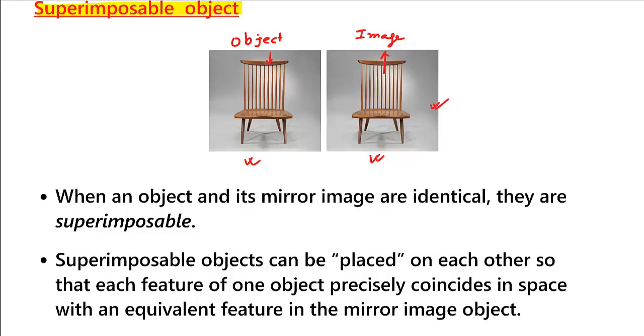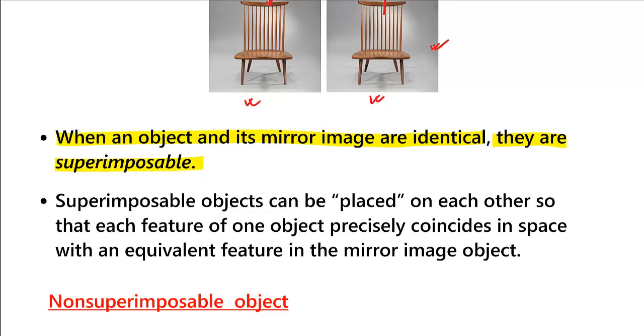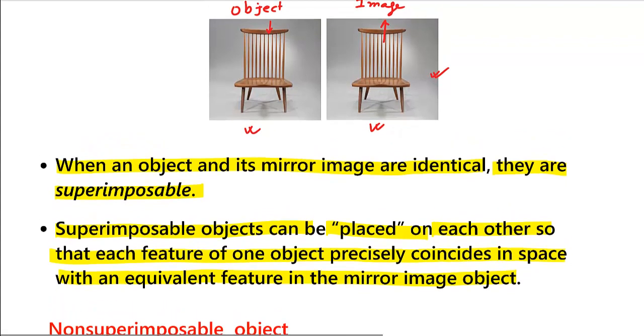So when an object and its mirror image are identical, they are superimposable. It can be superimposed; object and image are the same, so the image can be superimposed on the object. We'll call such an object a superimposable object. Superimposable objects can be placed on each other so that each feature of one object precisely coincides in space with the equivalent feature in the mirror image of the object. So what does this mean? This means each feature will correspond to each feature in the object.